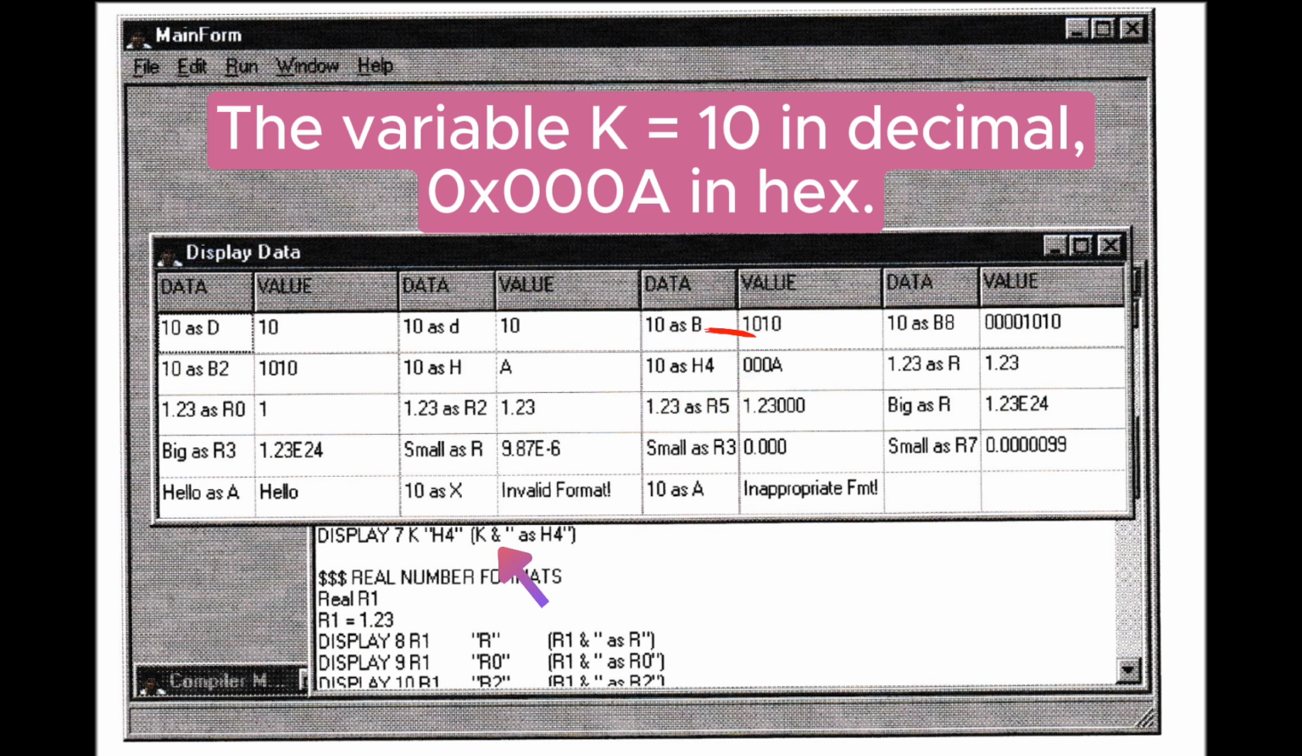And that's where I actually had string concatenation and automatic translation. So it knew K was a number, presumably an integer, and it automatically got cast to a string, and then that string got concatenated with the string as H4. Wow, this is coming back to me.